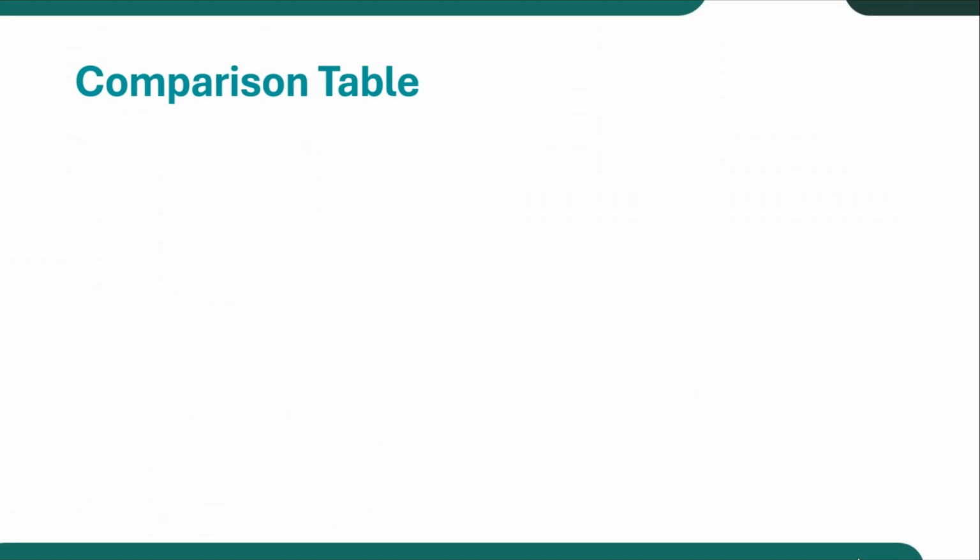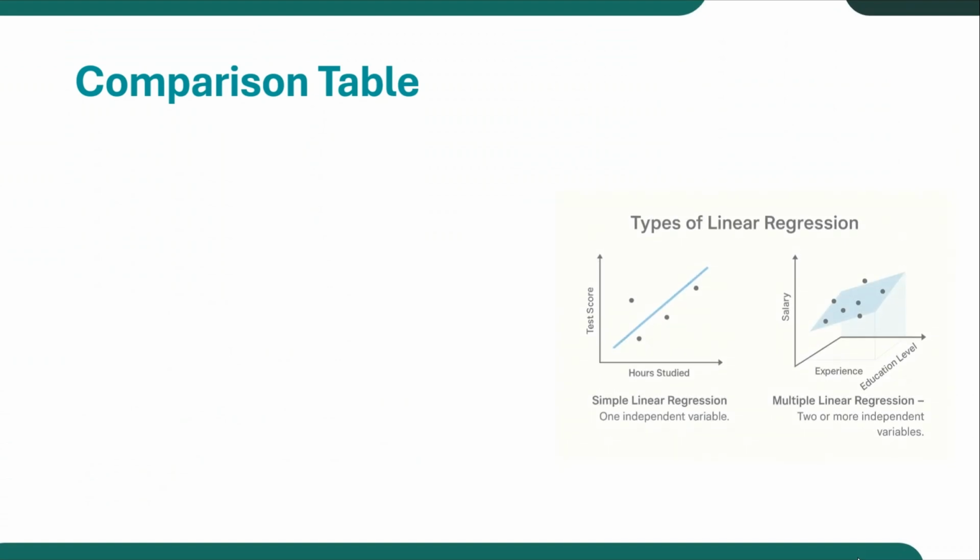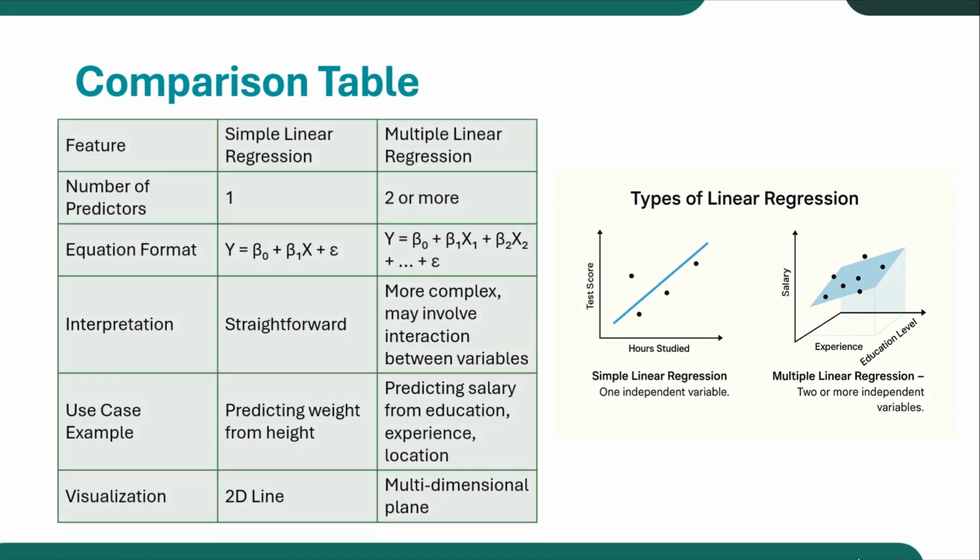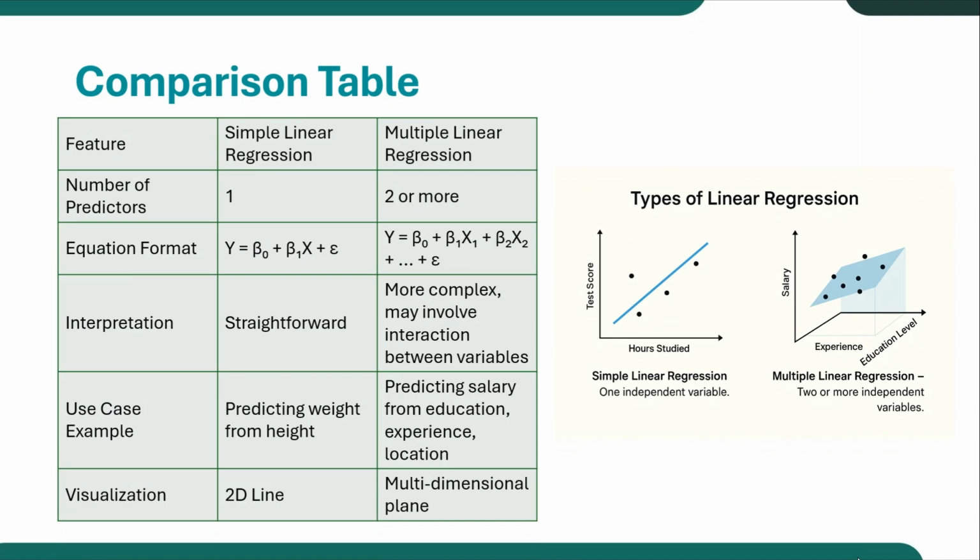This will help you clearly see where they differ and when to use each. Number of predictors. In simple linear regression, we use only one independent variable to predict the outcome. In contrast, multiple linear regression uses two or more predictors, making it more suitable for complex real-world problems.